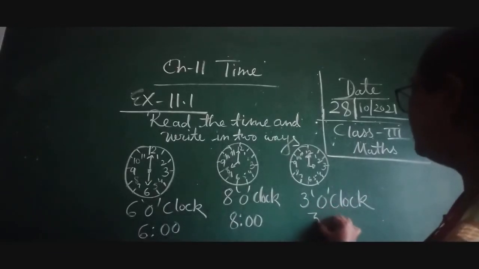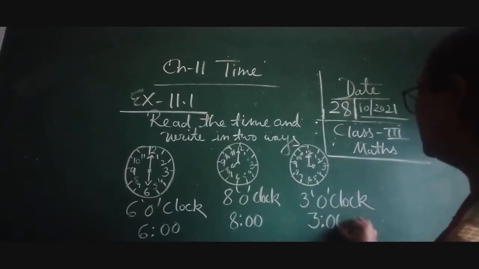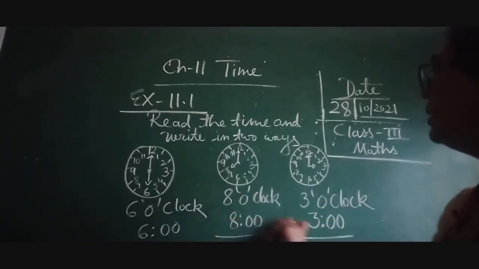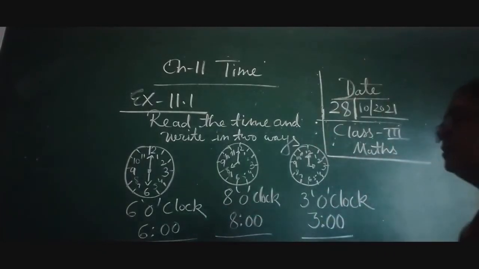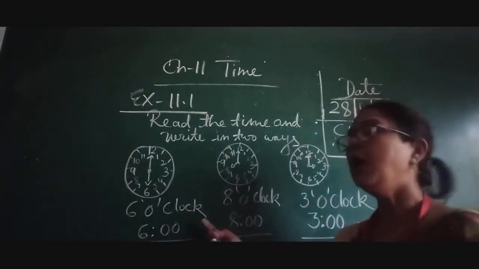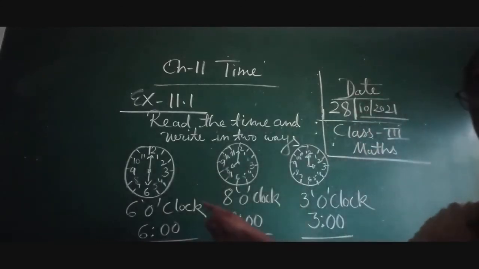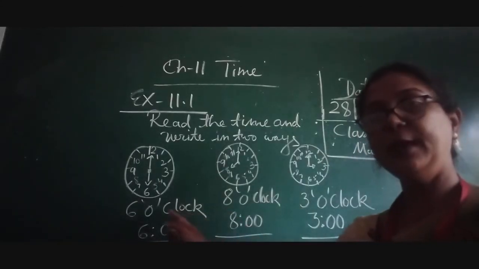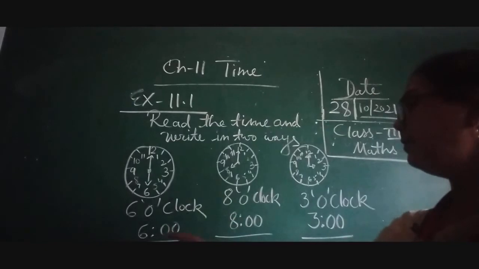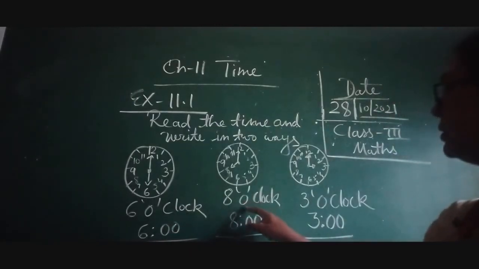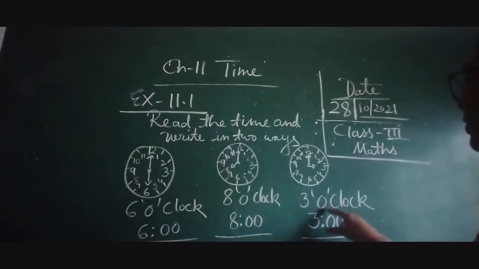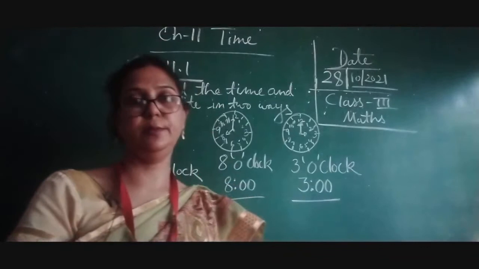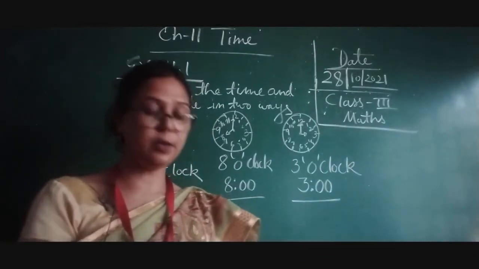And here, children, you can see this is 3. So that is how we can read the time and write in two ways. We have learned how to write in two ways. Here it is 6 o'clock. First we will write like that and after that we will write like this. Now this is 8 o'clock. After that we will write like this. 3 o'clock. Now 3. So children, this is how we can write time.